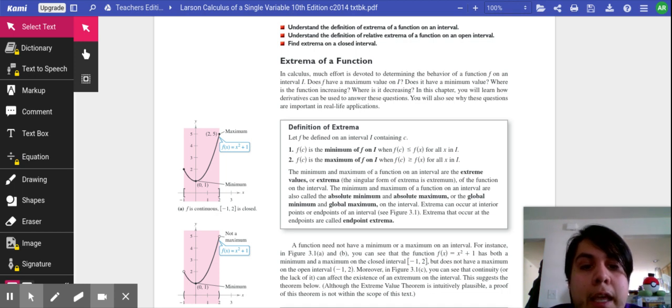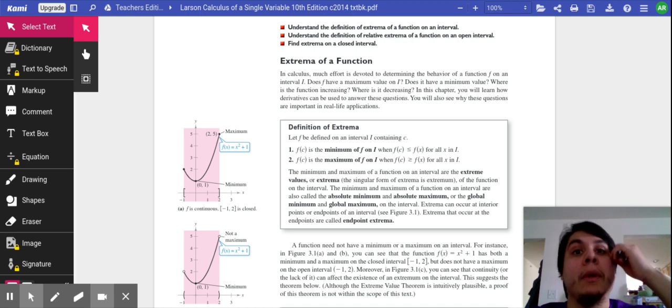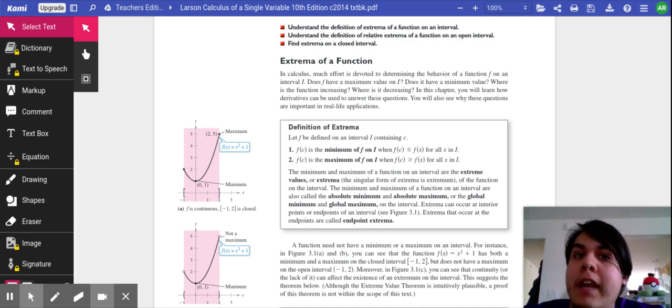All right. Extrema can occur at interior points or endpoints of an interval. Extrema that occur at the endpoints are called endpoint extrema. So that basic idea that you talked about with local max, local mins, this kind of comes back into play right now. Except now we're just talking about on a more global scale, like absolutely this is the highest point or the lowest point that this graph is going to produce. All right.